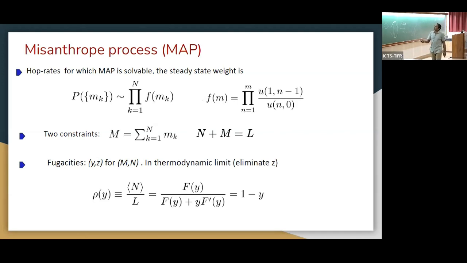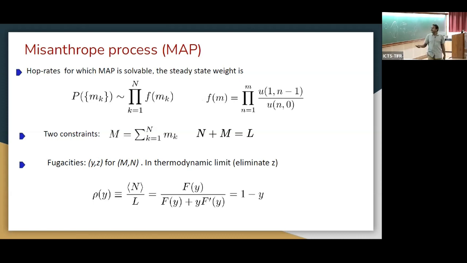And along with the solutions, we now have two constraints. The total number of particles is M, and N plus M equals L. That's our system. Okay. So correspondingly you have two fugacities, Y, which corresponds to M, the number of beads, same as the number of vacancies, and Z. In the thermodynamic limit, you can eliminate Z using the thermodynamic limit equation, and you can write rho of Y, which is 1 minus Y. Okay, so that's the density in this situation, and how it depends on the fugacity Y.